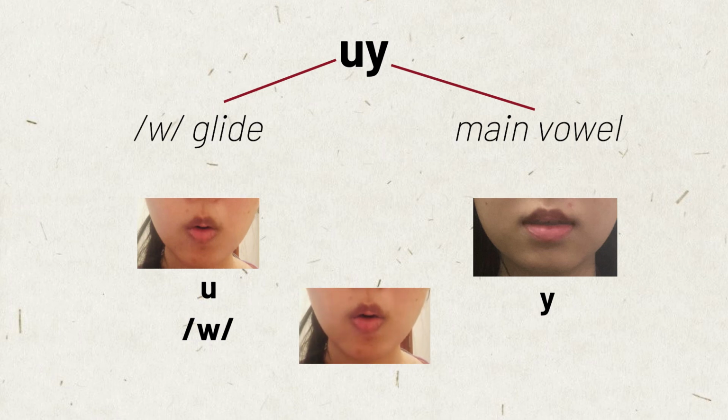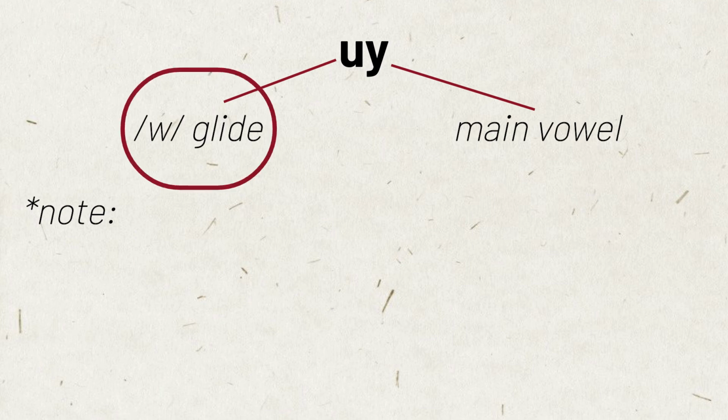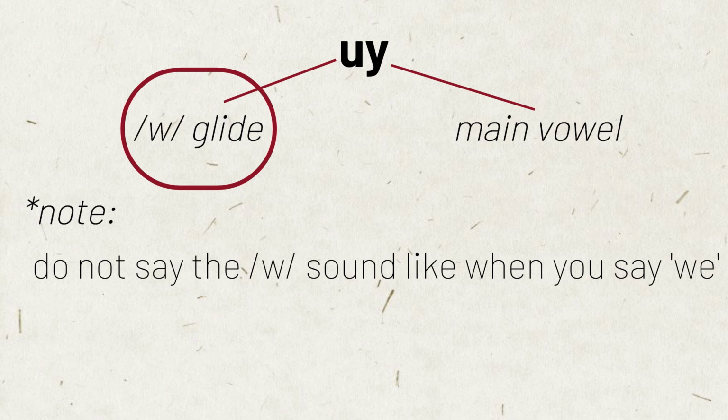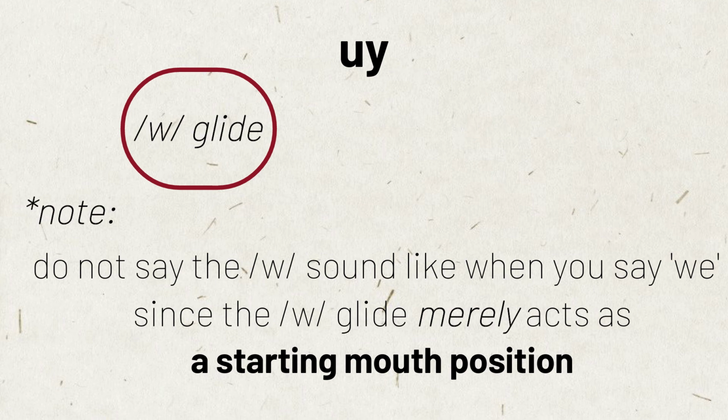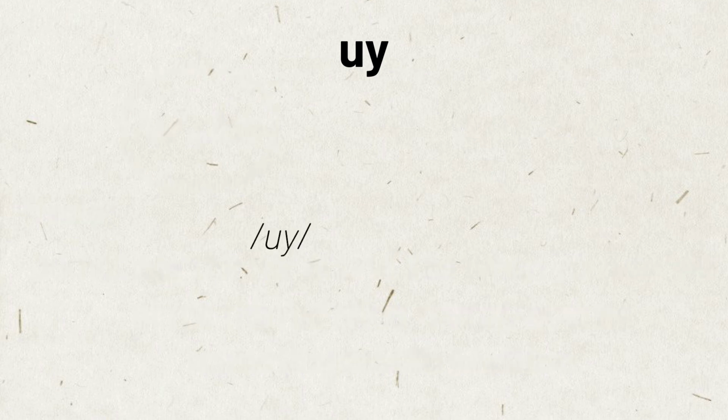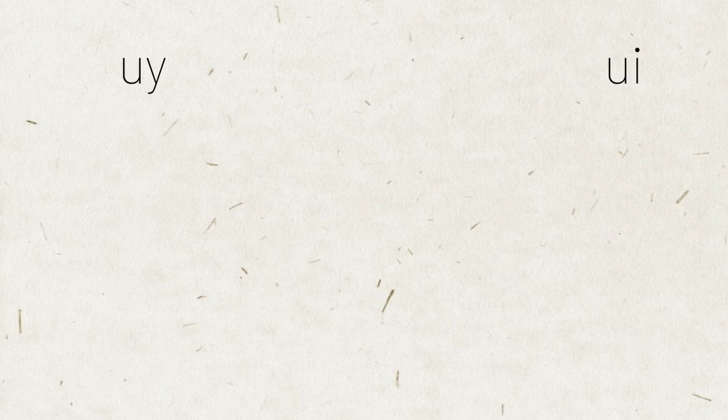Uây, uây. Remember, for the W glide, aka the letter U in this diphthong, do not say the W sound clearly as when you say we, since the W glide here merely acts as a starting mouth position. Now let's compare uây and ôi.